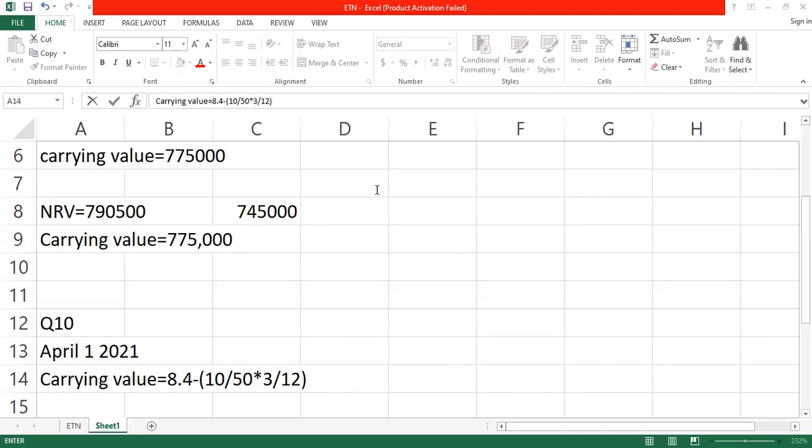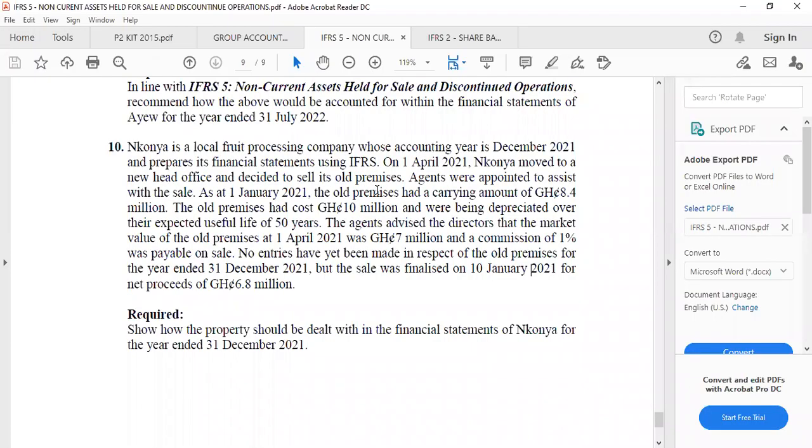You can also calculate the annual depreciation. What is the annual depreciation? 10 over 50 is what? It is 200,000, which is 0.2, isn't it? Yes. All right. So let's look at this one.